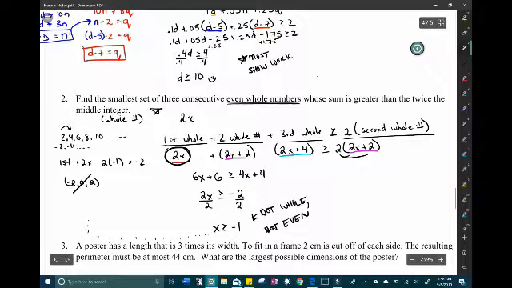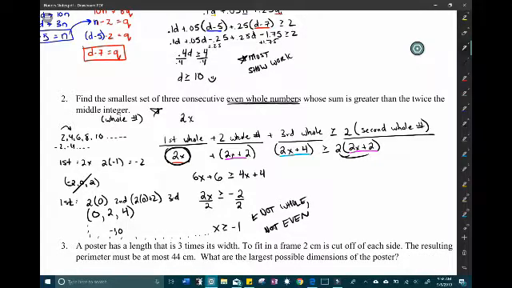Let's try the first number being 2 times, well, x must be greater than or equal to negative 1. So we tried negative 1. Let's try 0. Well, 2 times 0 is 0. That is a whole number. The second number is 2 times 0 plus 2. Well, that is, in this case, 2. And the third is 2 times 0 plus 4, or 4.